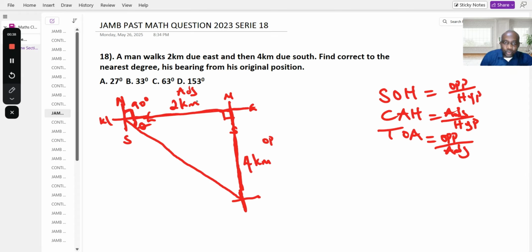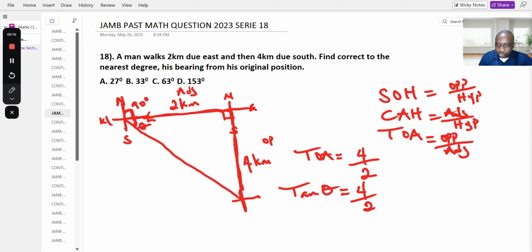Now, we see O and A. What is our opposite? Our opposite is 4 kilometers, the man walked. What is our adjacent? The 2. Therefore, we are going to use this term, 4 over 2. 2 here 1, 2 here 2.